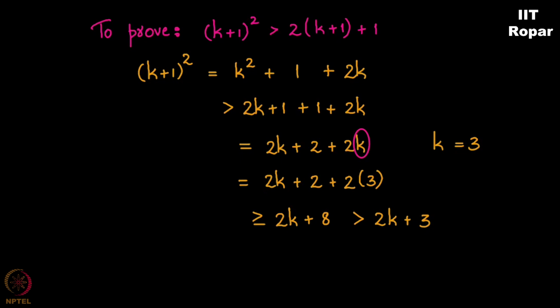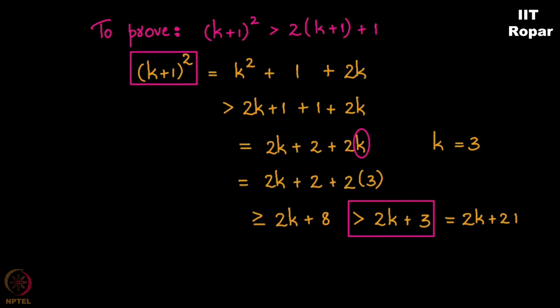Now what is the status of the inequality? k square plus 1 plus 2k is greater than 2k plus 3. We are right now in this position. Now this can be written as 2k plus 2 plus 1. I'm just expanding 3 as 2 plus 1. Now, I'm going to take out 2 common here and this step is equal to 2 into k plus 1 in bracket, plus 1.